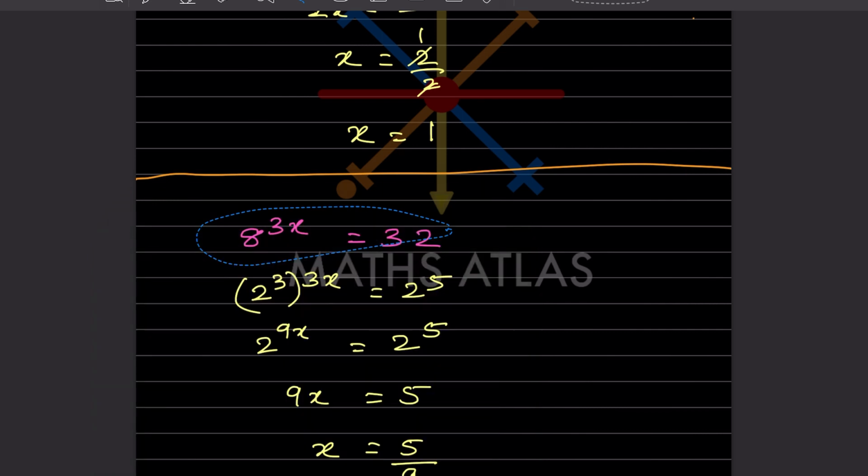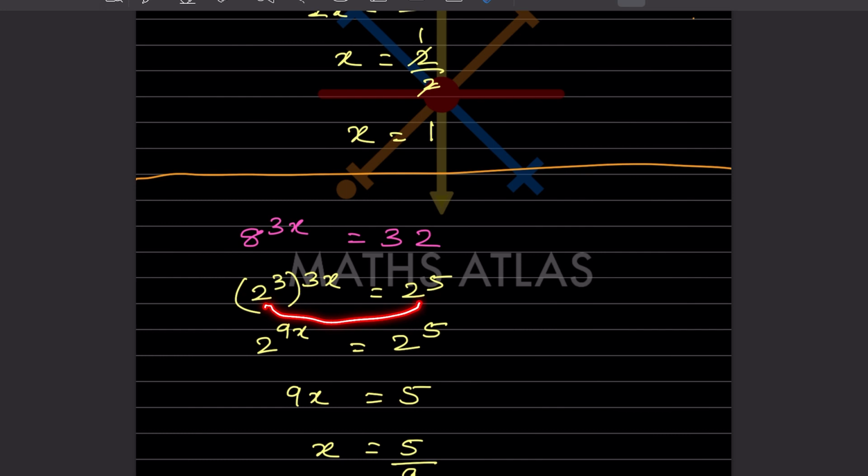Okay, so this is the question given over here. Now look at here. So what will be this? 8 is going to be 2 cubed, and the exponent is 3x. Now this also, because the base is 2, let us make this also to the base 2. If you multiply 2 five times, that is going to be 32.